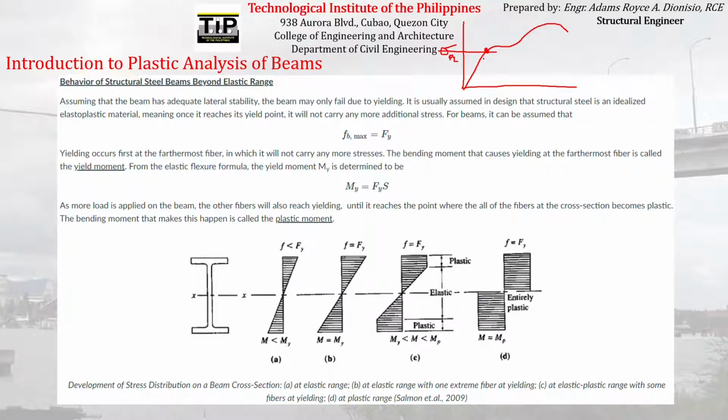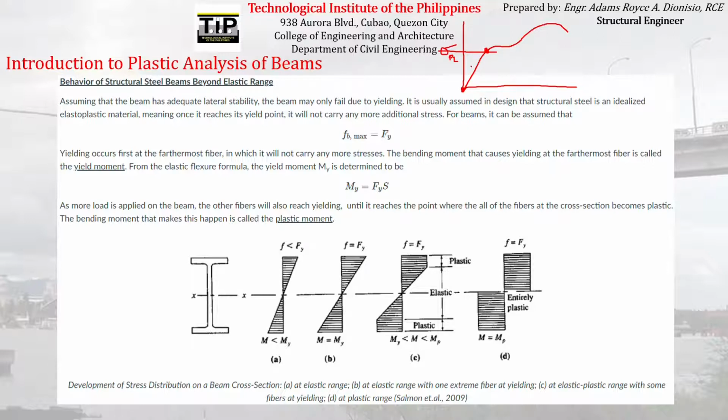Elastic pa siya, ibig sabihin once na tinanggal natin yung in-apply na load, babalik pa siya dun sa zero strain dito. Gaganyan siya, 'di ba, umaakyat siya unti-unti. Akyat yung graph. Once na tinanggal mo yung load that causes this stress, babalik siya diyan, babalik siya dito sa zero strain. Ibig sabihin elastic pa siya. Okay? So, yun yung elastic range na tinatawag.